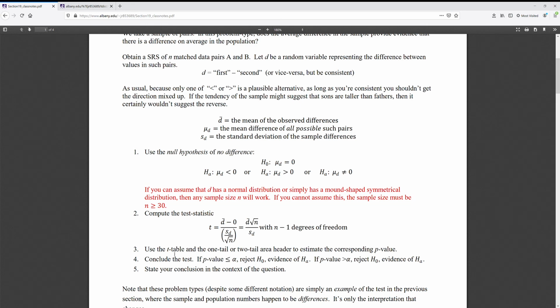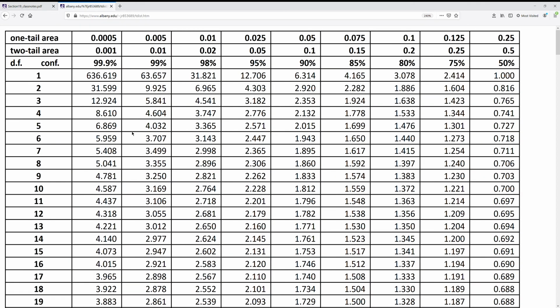From there, it's just like we did in the previous section. In fact, once you get the paired business out of the way at the start of the problem, it is literally just an example of a section 18 problem with slightly different symbols. Use the t-table, choose the appropriate one or two tail header, one tail header if you're doing one of these, two tail header if you're doing one of these, to estimate, to ballpark, the corresponding p-value. We have the same limitations with our available charts that we did before. Same old t-chart, same old ballparking method.